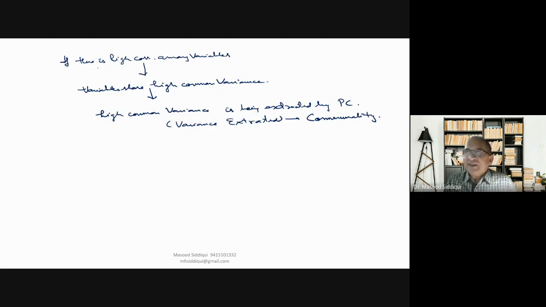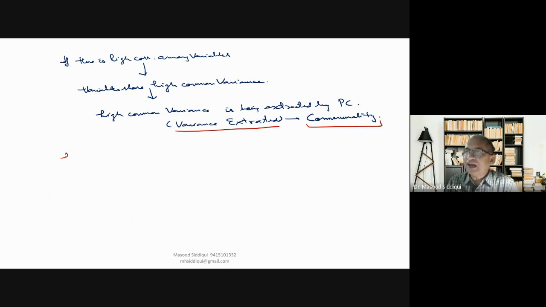So here, since there is high correlation among variables, they will show simultaneous movement. So technically, we can say that these variables share high common variance. And this high common variance is being extracted by the principal component. This is known as variance extracted, which is technically known as communality.